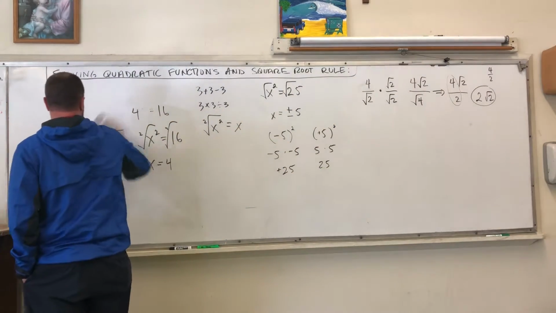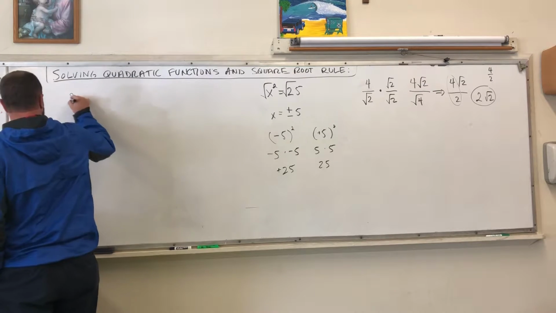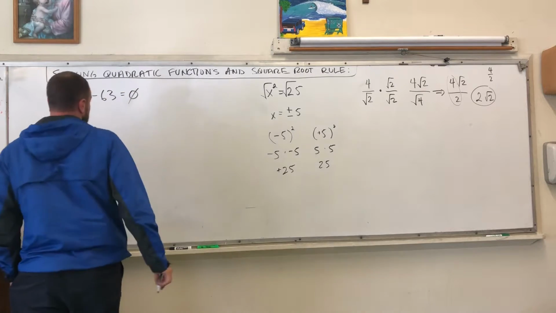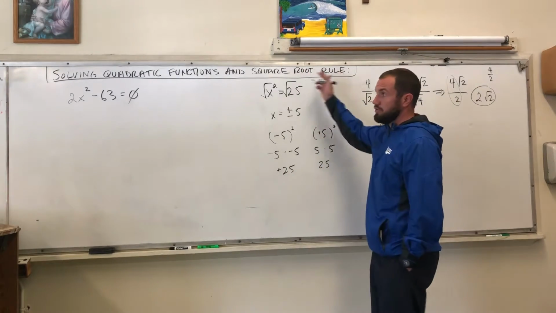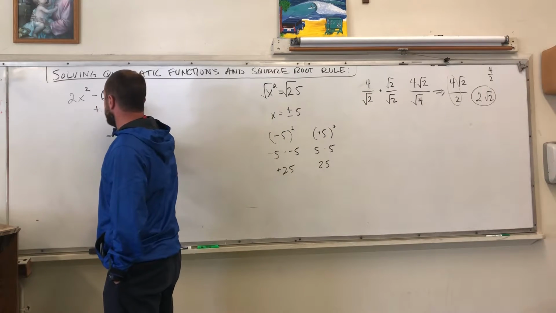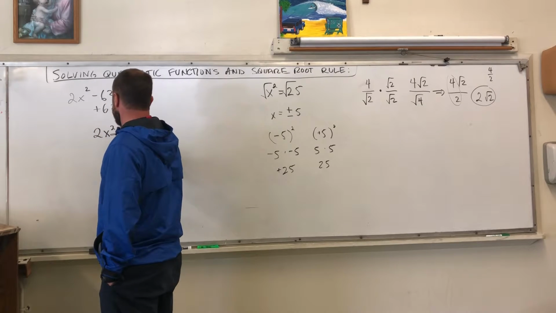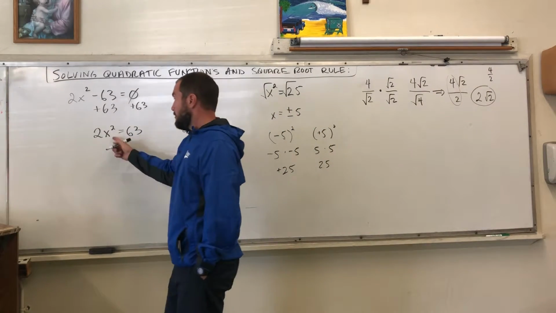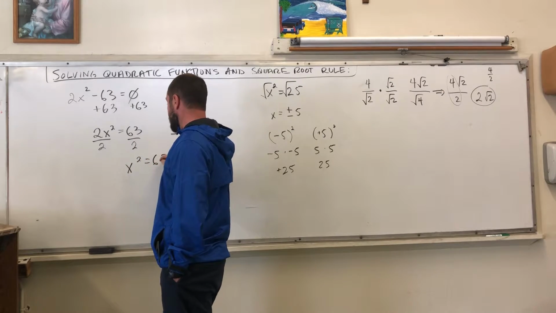So let's look at a couple examples with some added parts to it, like 2x squared minus 63 equals 0, right? Now again, we're trying to solve for x. This is solving quadratic functions. This is using the square root rule. This is using conjugate. I want the x by itself. First thing I want to do, plus 63, plus 63. 2x squared is equal to 63. With me so far? The 2 is multiplying, so I divide. X squared is equal to 63 over 2.